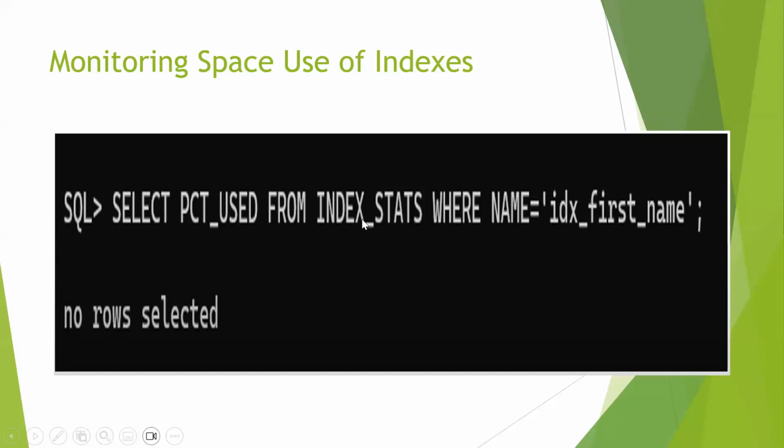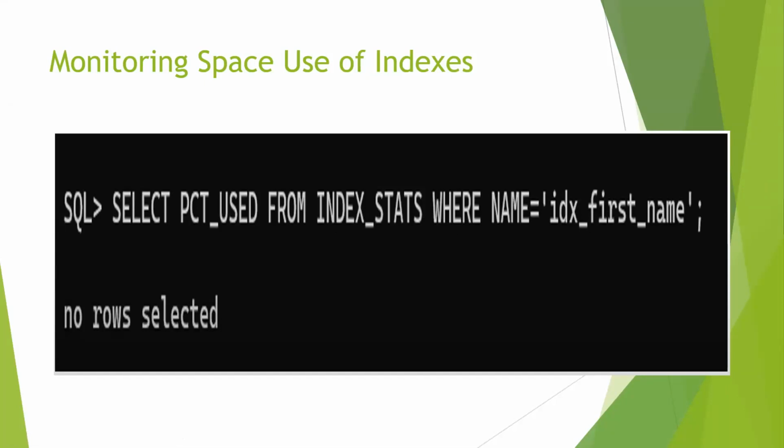From index_stats, right? So the source of the data is the index_stats table, and this table typically contains the statistics about the indexes in the database, including the space utilization. Then, since we are interested in some specific data, we need to filter it by using the WHERE clause, where name equals the name of the index.